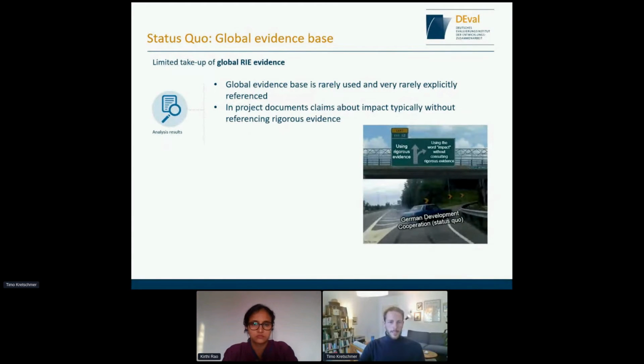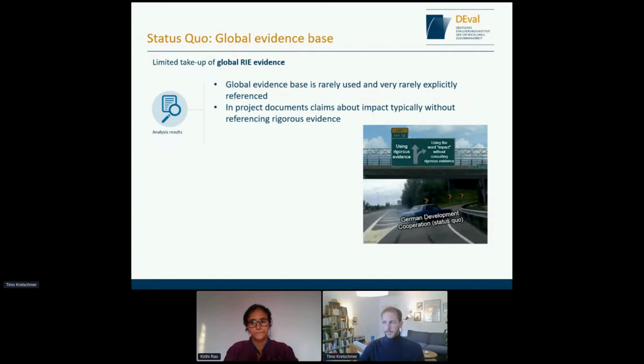What about the global evidence base? Here, again, findings are maybe even more striking. The global evidence base is rarely used and very rarely explicitly referenced. We conducted a document analysis looking at different project documents among GIZ and KfW projects. In project documents, if claims are being made about impact, then typically this is done without referencing rigorous evidence. In most cases, without referencing evidence at all, but at least no rigorous evidence for sure.